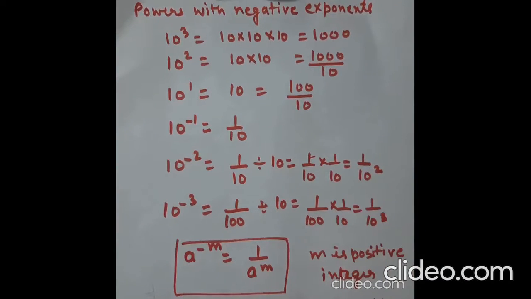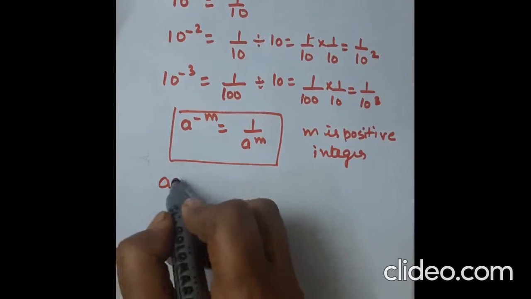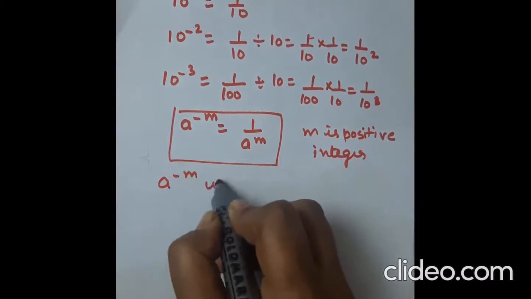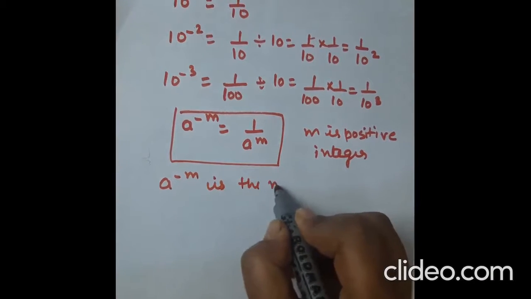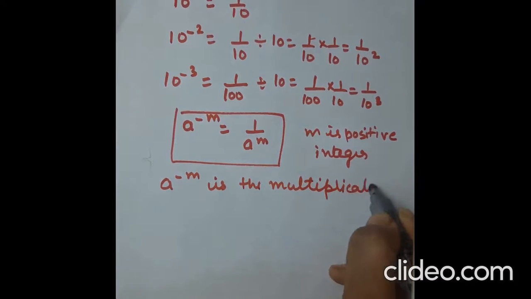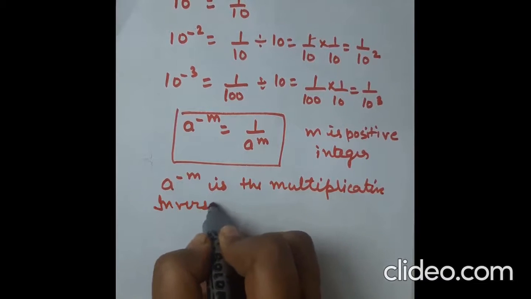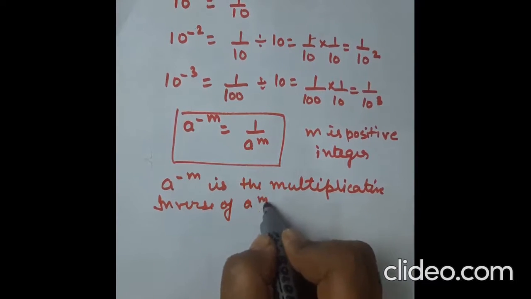So in general, we can say for any non-zero integer a, a raised to the power minus m is equal to 1 upon a raised to the power m, where m is a positive integer. And a raised to the power minus m is the multiplicative inverse of a raised to the power m.